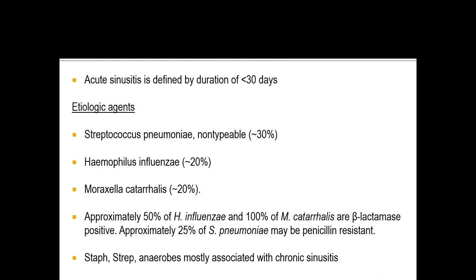By definition, acute sinusitis is sinusitis lasting less than 30 days. The etiological agents include non-typeable Streptococcus pneumoniae at around 30%, H. influenzae 20%, and Moraxella catarrhalis 20%. Out of these, approximately 50% of H. influenzae infections and almost all Moraxella catarrhalis infections are beta-lactamase positive. 25% of Streptococcus pneumoniae may also be penicillin resistant. Staphylococcus, Streptococcus, and anaerobes are noticed in chronic sinusitis.